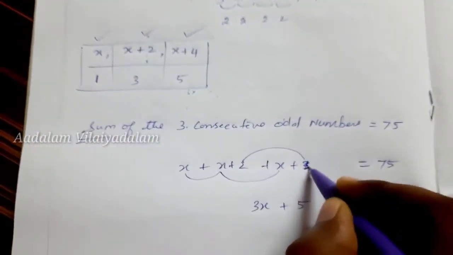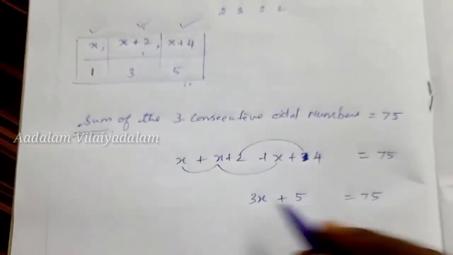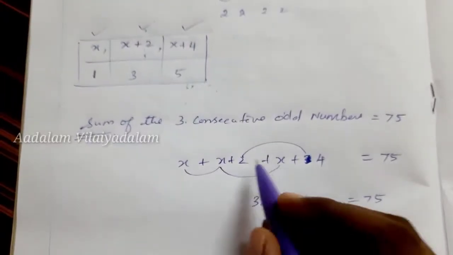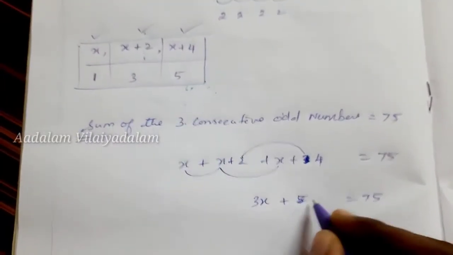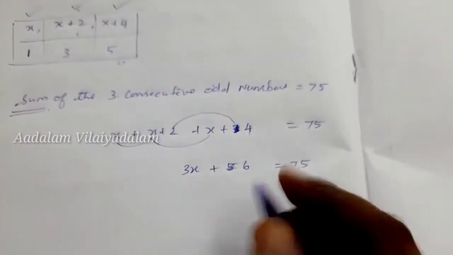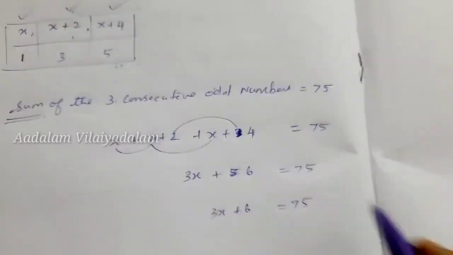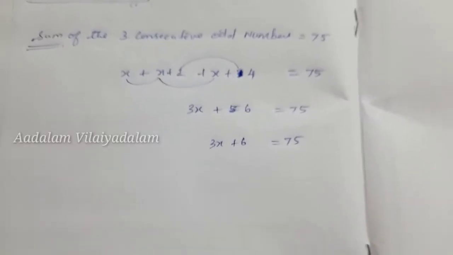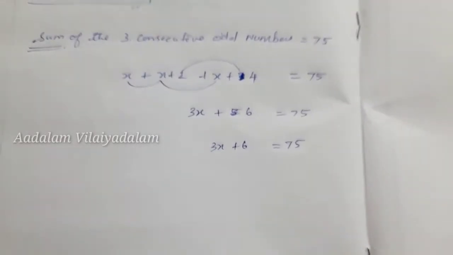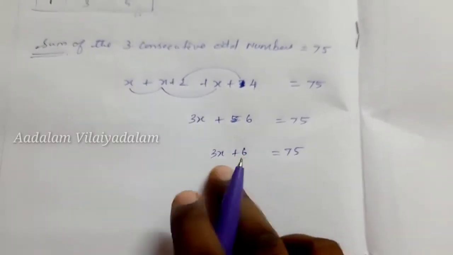But here we need to write 4. I have wrongly written, that is 3. So addition of 2 plus 4 we will write 6. So therefore 3x plus 6 equal to 75 is the required formation. From this we can find the required number.